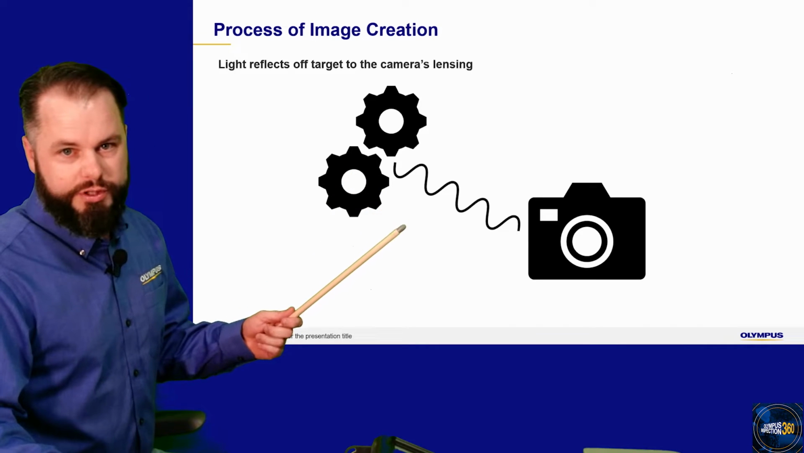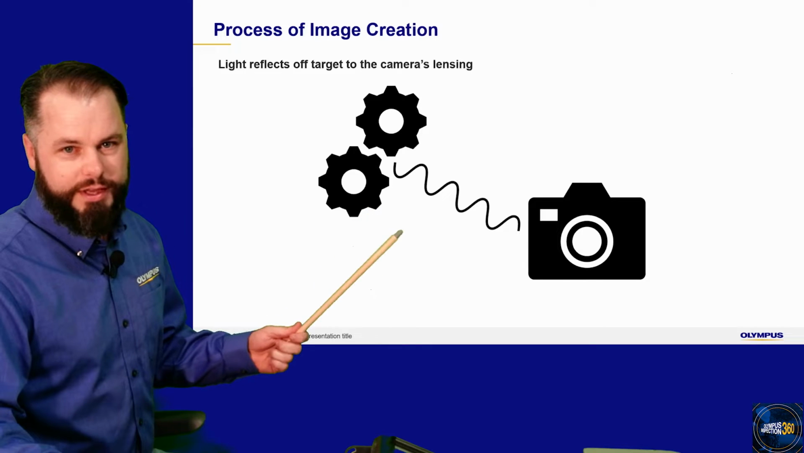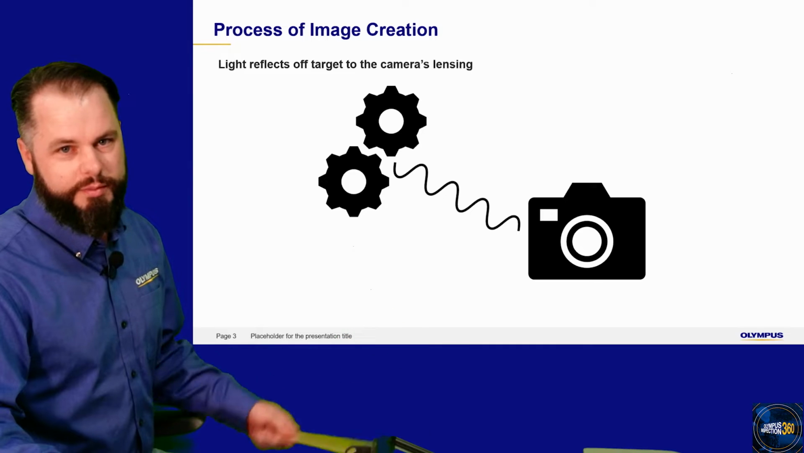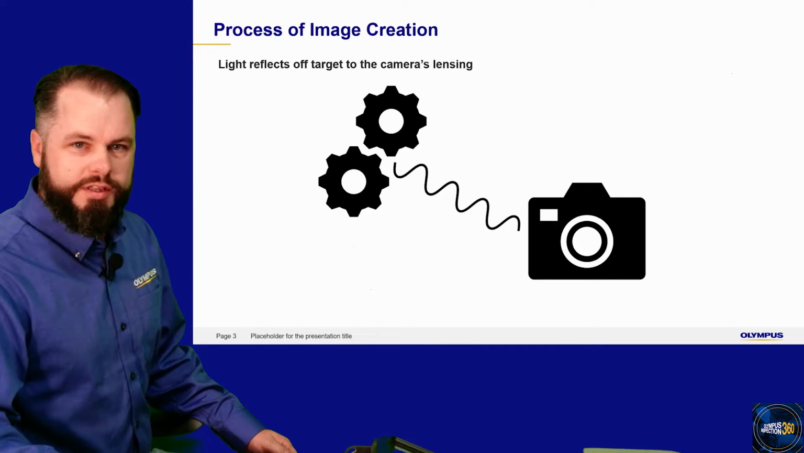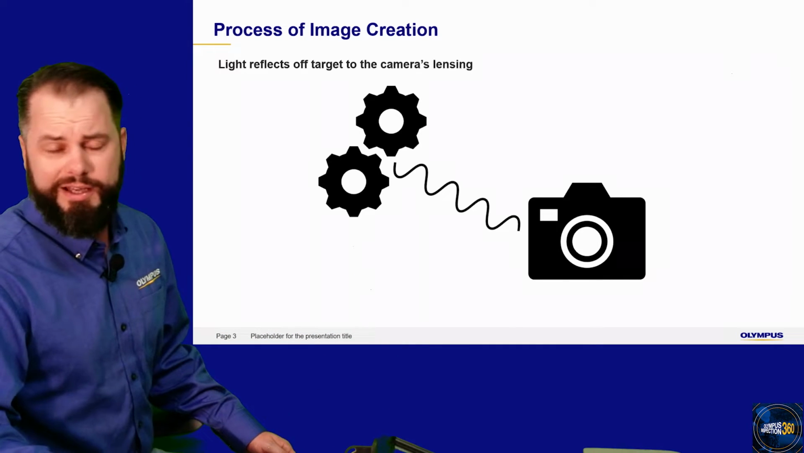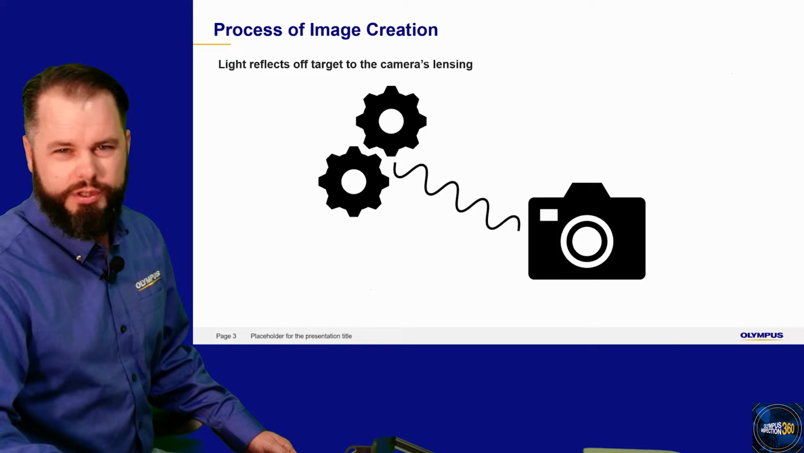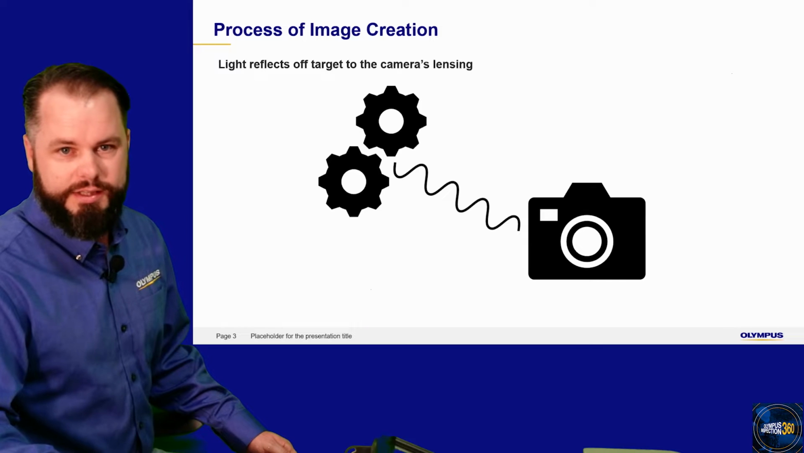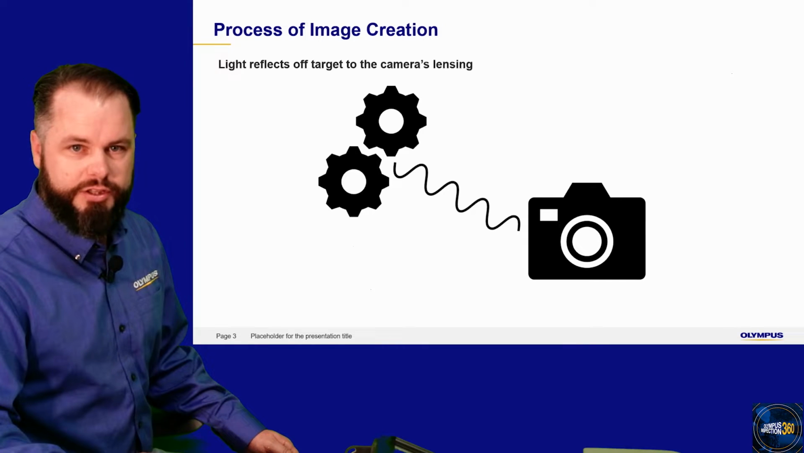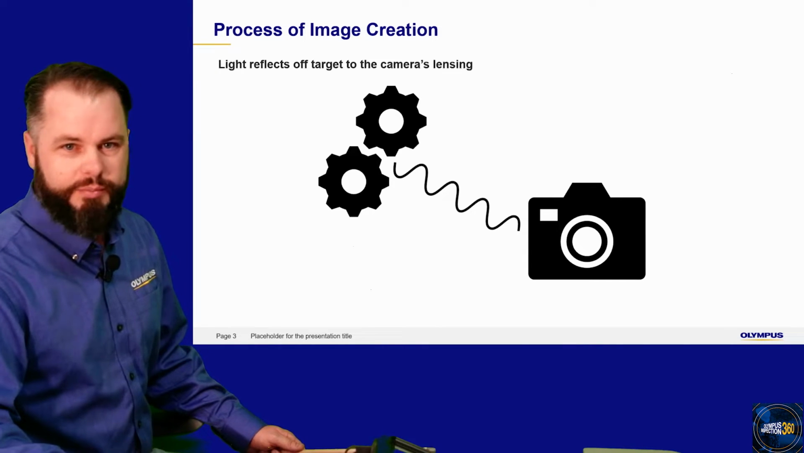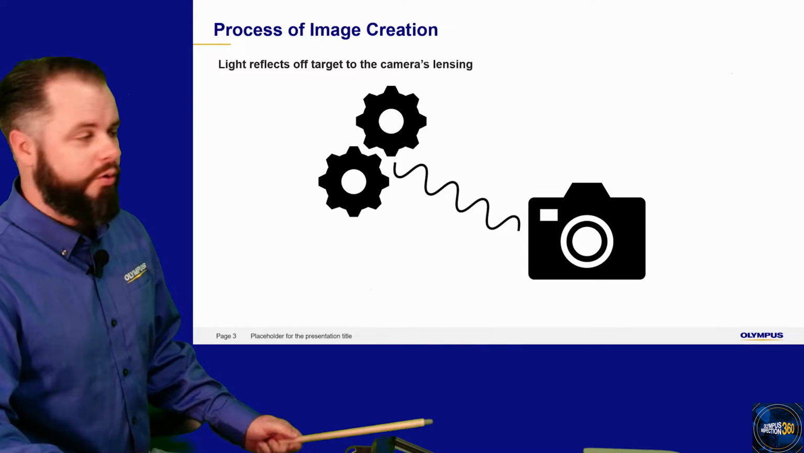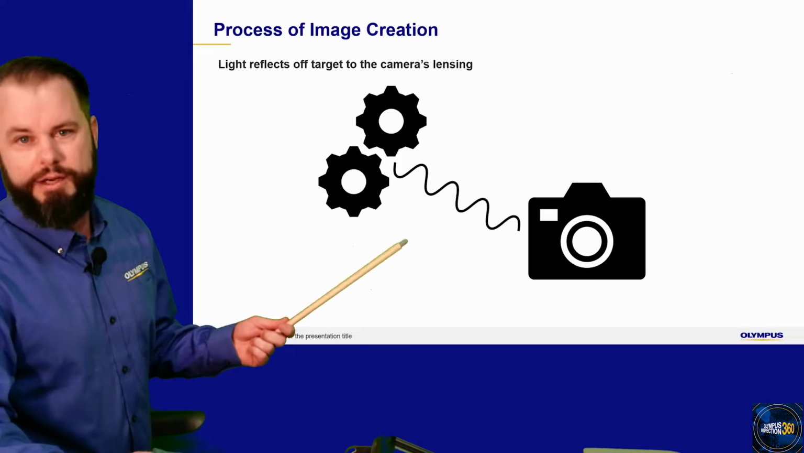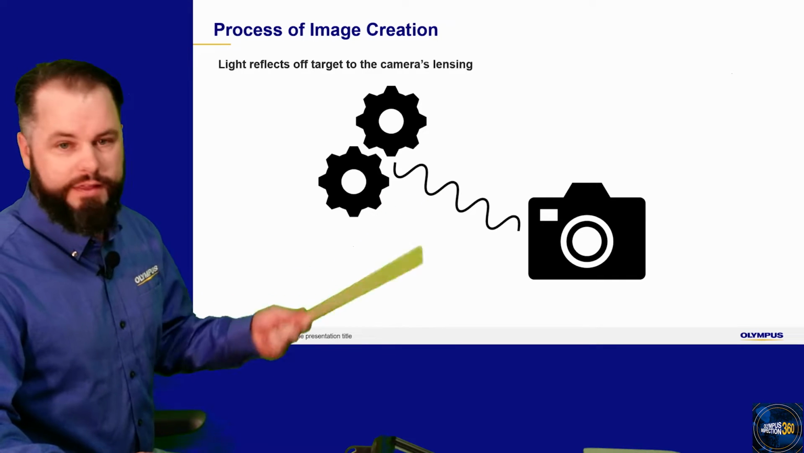From here on out, I'm going to use the word targets, and what I mean by that is a specific area of interest in your image. In the video scope world, that typically can be something like a crack or a turbine blade or a little spot of corrosion. But more importantly, the target is the specific part of your inspection that you really care about and need to take a picture of and maybe do a report or analysis on. So the first step is simply light reflecting off of the target and then going toward the camera.